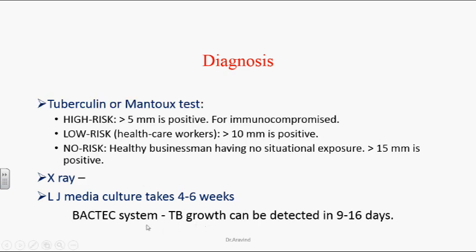For faster growth and identification of this organism in culture media, we have one system called the Bactec system. In this Bactec system, these organisms grow very fast, and we can observe the radioactive material within 9 to 16 days. We can observe it because this organism can break palmitic acid molecules into carbon dioxide, so because of the radioactive material we can observe the growth of this organism within 9 to 16 days.